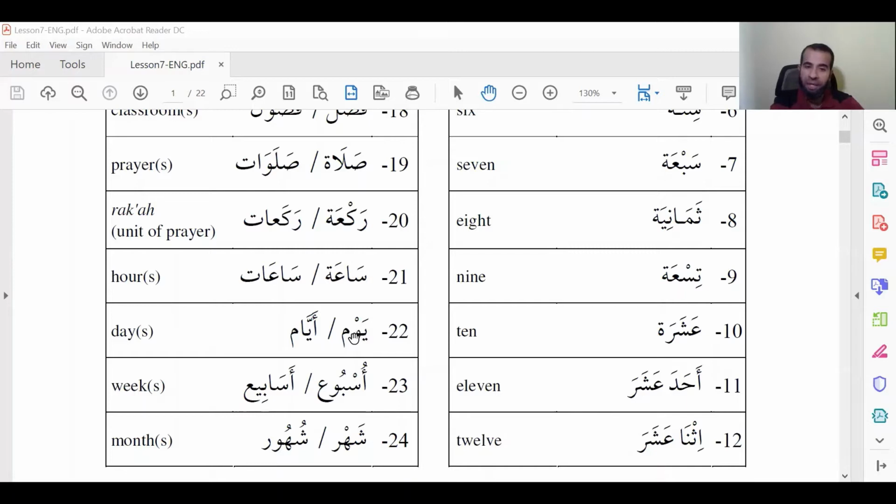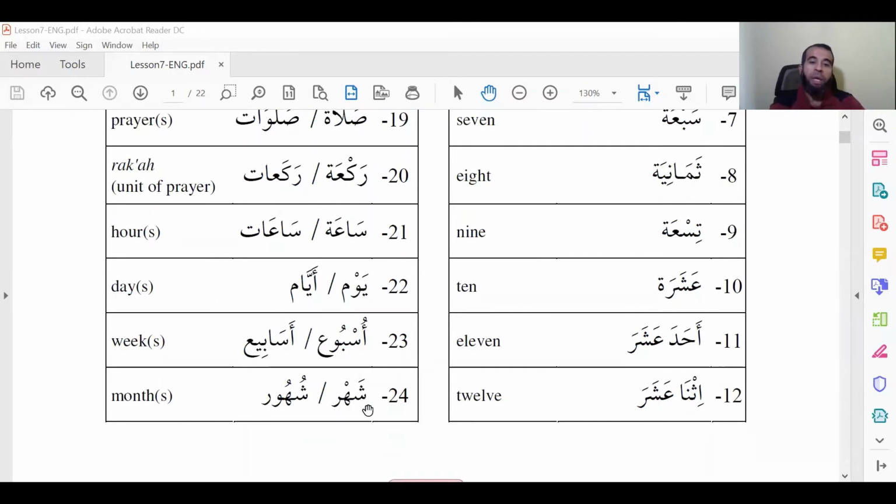You can answer saying في الأسبوع 7 أيام. في الأسبوع 7 أيام. You see the similarity between أسبوع and number 7. Yes. So في الأسبوع 7 days. 7 أيام. How many weeks are in the month? كم أسبوعا في الشهر? You can answer saying في الشهر 4 أسابيع. 4 weeks. We use plural here. في الشهر 4 أسابيع.